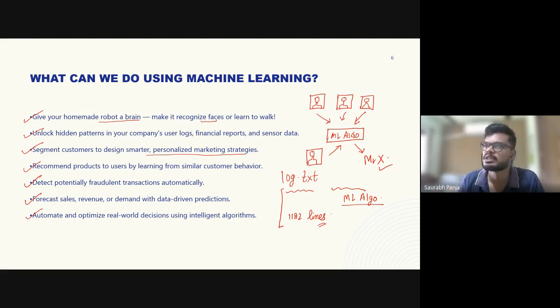Segment customers to design smart personalized marketing strategy. Recommend products to users by learning from similar customer behavior. This is very important. The recommendation system that you see in, let's say, Instagram. Instagram has a very strong recommendation system, and so does Spotify. So, I mean, there are certain features that they do.